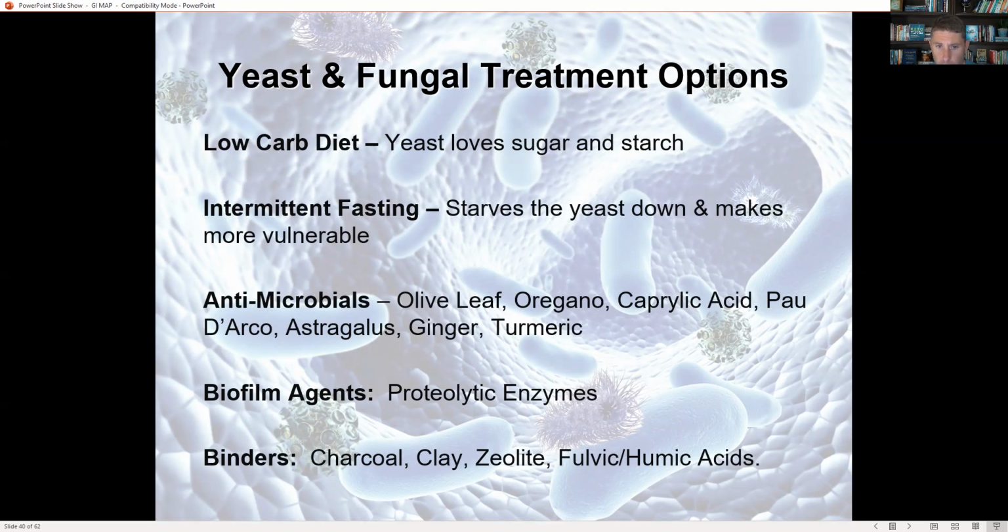Biofilm agents, so the yeast or bacteria or any of the things we've talked about can cause a biofilm, which is a protein outer layer, and it can hunker down, especially if it feels like the environment isn't safe for it.